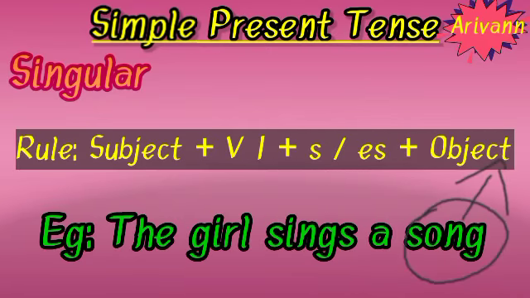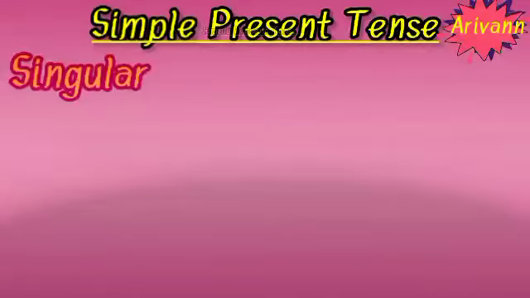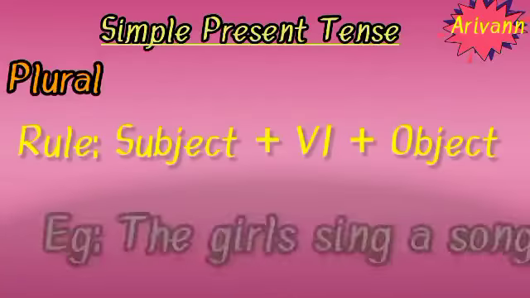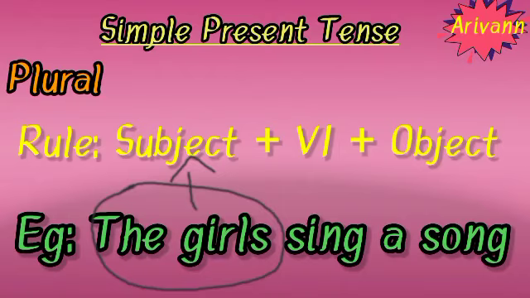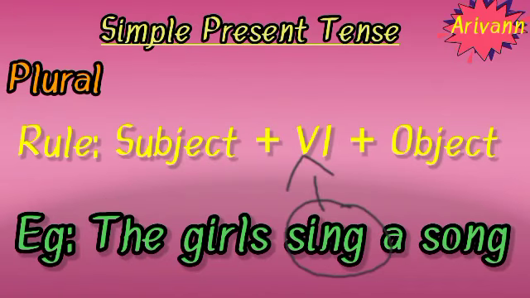followed by the object song. Now let's move on to the plural formation, how to form simple present tense in plural form. See the rule: subject plus verb 1 plus object. See the example. The girls sing a song. Here the subject is girls. Girls is the plural form. Verb 1 is sing and the object is a song. In this way you have to form the sentence in a simple present tense. To form a simple present tense, you need to follow the rule. What is that? Subject plus verb 1 plus object.